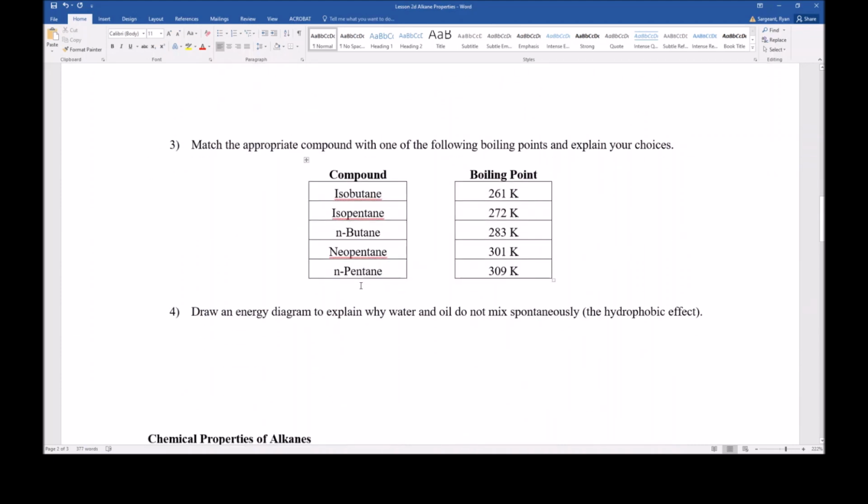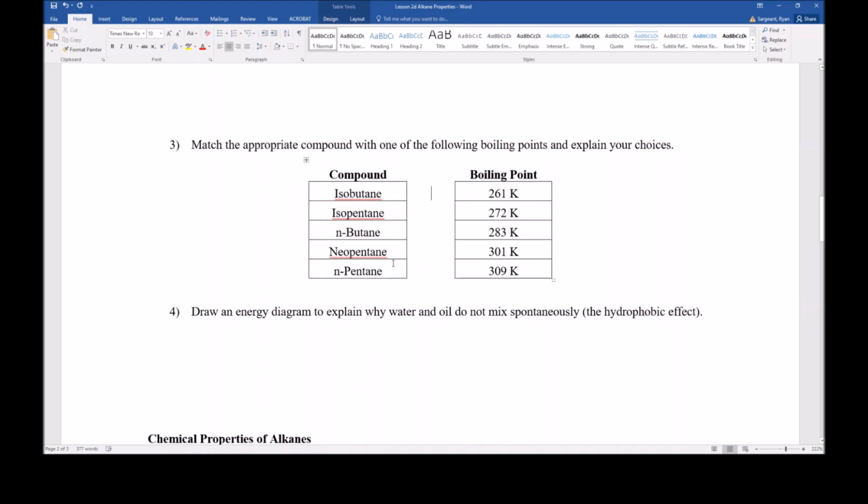The next part of this lesson asks us to now take our understanding of intermolecular forces and start applying it to a consideration of boiling points. So here I have 5 different compounds and 5 different boiling points, and I need to match them. And they're currently not necessarily lined up. So I'm not saying that the boiling point of isobutane is 261 Kelvin. So now I need to order these things.